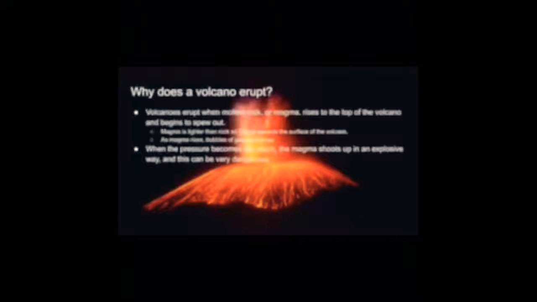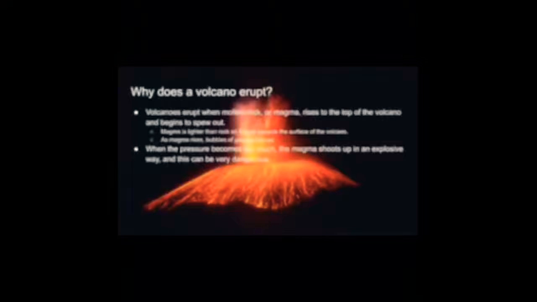How or why does a volcano erupt? Now, volcanoes erupt when molten rock or magma that is inside of the volcano begins to rise to the top and spill out. Magma is when Earth's mantle melts. Now, melting may occur where tectonic plates are pulling apart or where one plate is pushed down under another.